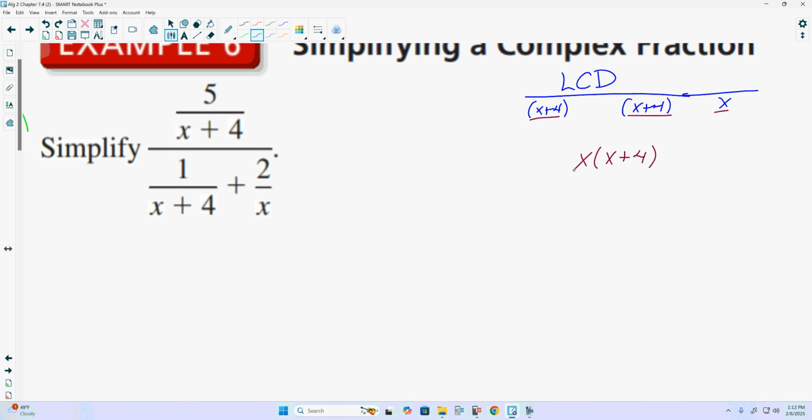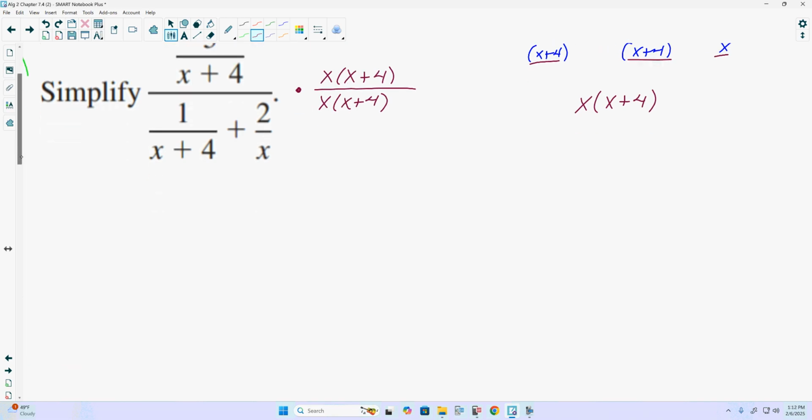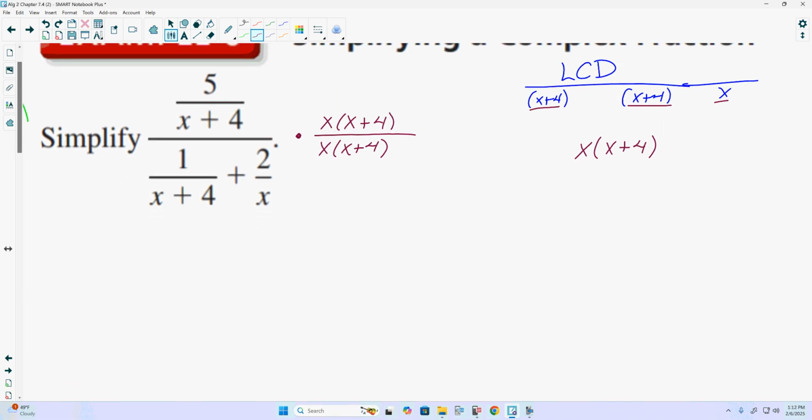We need to find it first. And what we're going to do with it is we're going to multiply this fraction on top and bottom by x times x plus 4. So this x times x plus 4 is going to multiply by the numerators in the numerators of this fraction and the numerators in the denominator of this fraction.